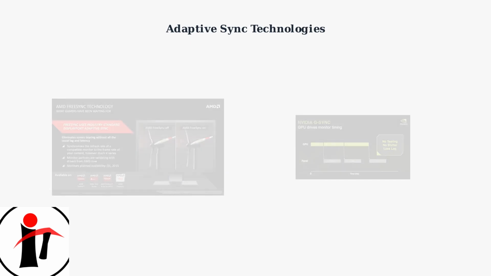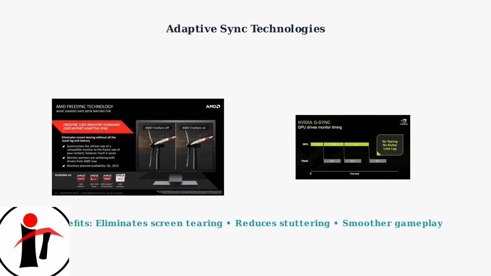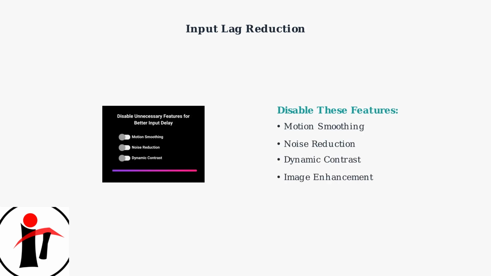Most recent Sceptre monitors support AMD FreeSync, and newer models include G-Sync compatibility. Enable these adaptive sync technologies to synchronize your monitor's refresh rate with your graphics card output for smoother gameplay. Enable input lag reduction features and disable unnecessary processing options like motion smoothing, noise reduction, and dynamic contrast to minimize delay between your input and display.